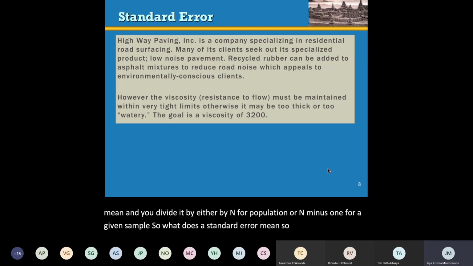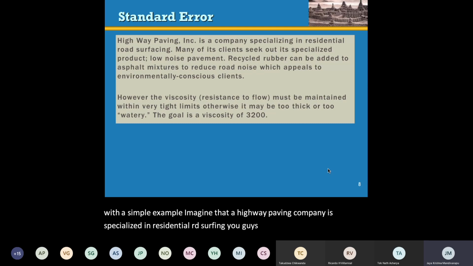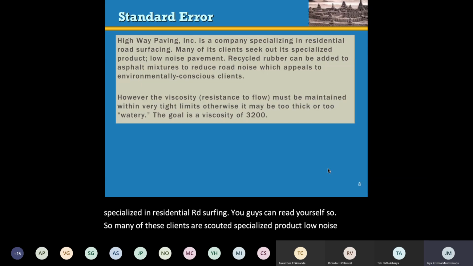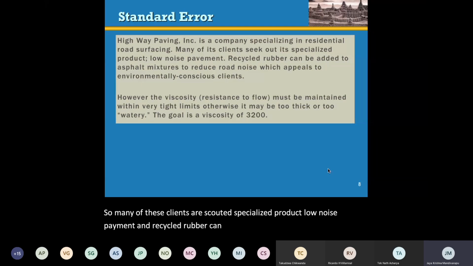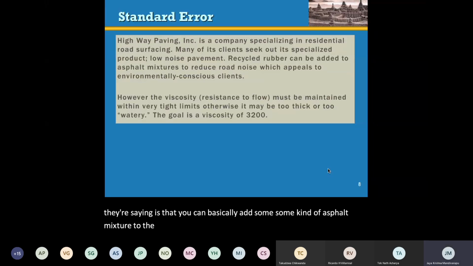I want to explain it with a simple example. Imagine that a highway paving company is specialized in residential road surfacing. You can read it yourselves. Many of its clients seek out its specialized product, low noise pavement, where recycled rubber can be added to asphalt mixtures to reduce the road noise, which appeals to environmentally conscious clients. So what they're saying is that you can add some kind of asphalt mixture to the existing road material to reduce the road noise.